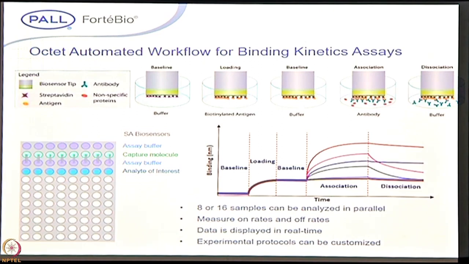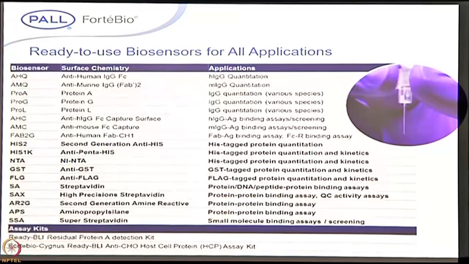You can quickly screen, in just 15 to 20 minutes, you can get the kinetics data. So on the shelf, we have different biosensor chemistries with us. Depending upon your protein of interest, if you have a tag you can choose accordingly, or if you don't have any tag, you can go with some kind of modification like biotinylation or amine coupling, and immobilize.